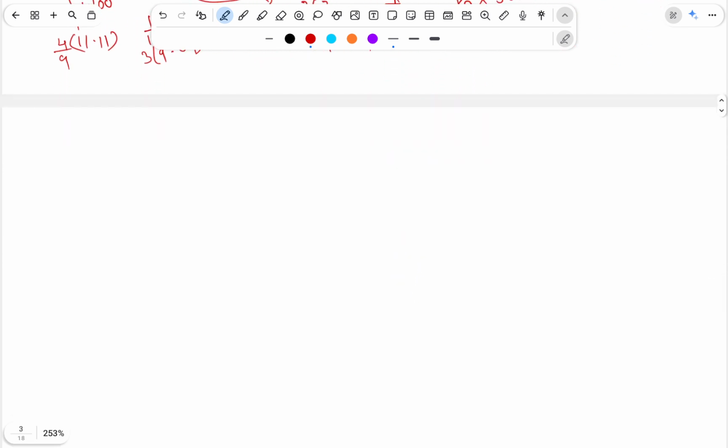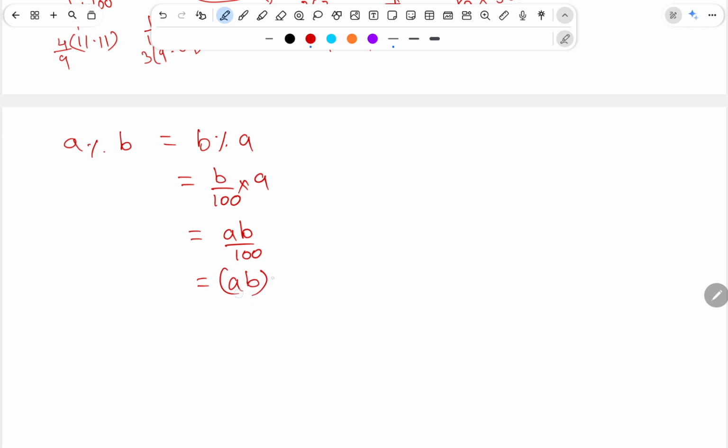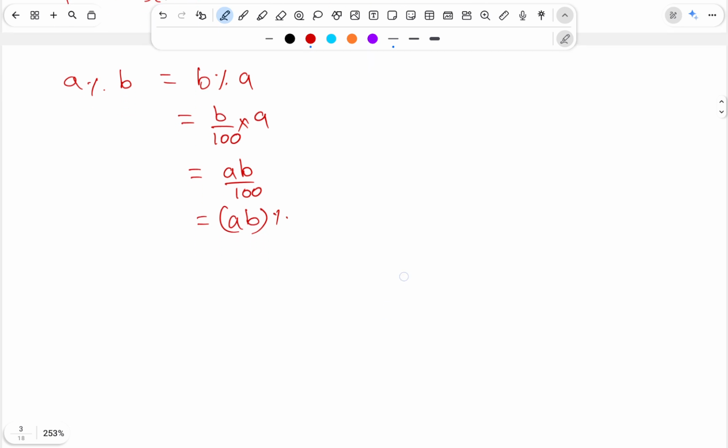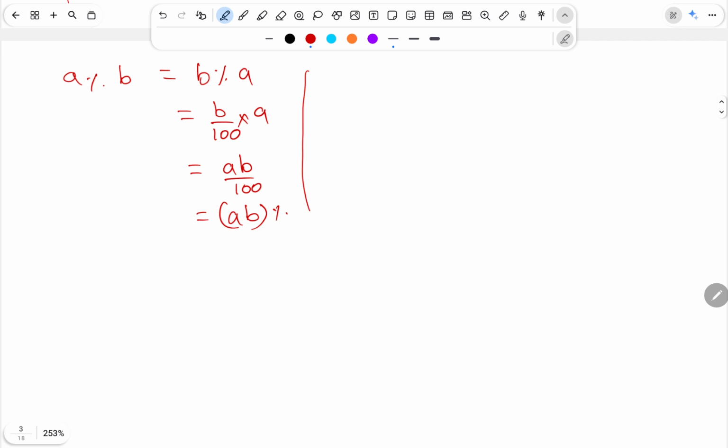So hope you understood this. Then this is most important. A percentage of B is nothing but B percentage of A, or otherwise we can write this as B by 100 into A. Also we can write AB by 100, or otherwise AB percentage. Most important. AB percentage. So how will it be helpful to us?